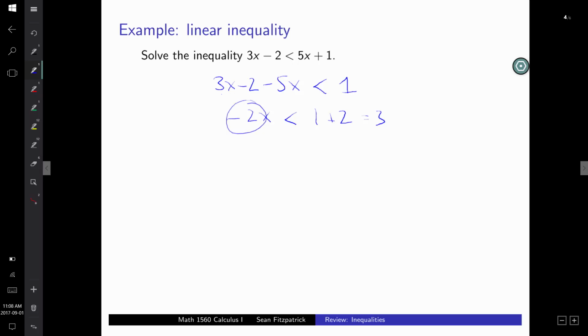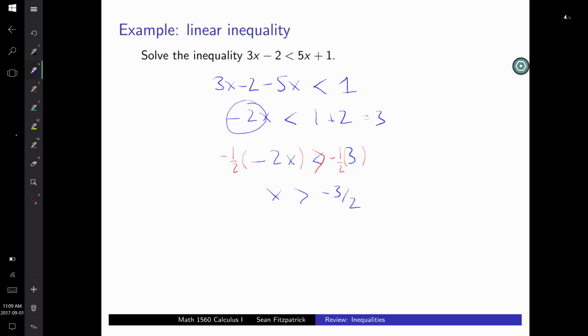Here's where you've got to be careful. My coefficient is a minus 2. I want to get rid of that minus 2, so I'm going to multiply both sides of the inequality. I've got minus 2x is less than 3, and I want to multiply now by minus 1/2. Well, that's a negative number I'm multiplying by, so I have to switch that inequality around. Multiplying by a negative reverses the inequality. Now I get x is greater than minus 3 over 2, and I'm done.